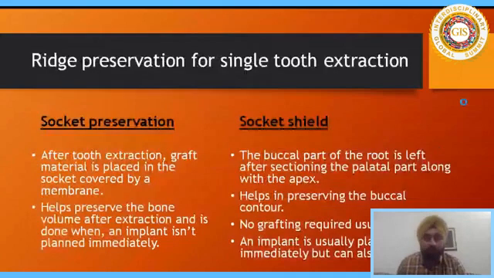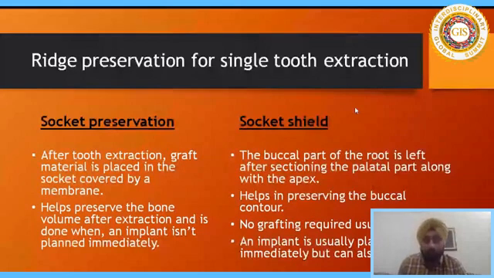Ridge preservation for single tooth extraction. After single tooth extraction, what do we do? There are two techniques. One is socket preservation and the other is socket shield. Socket preservation: after the tooth is extracted, graft material is placed in the socket covered by a membrane. This helps to preserve the bone volume after extraction and is done when an implant isn't planned immediately.